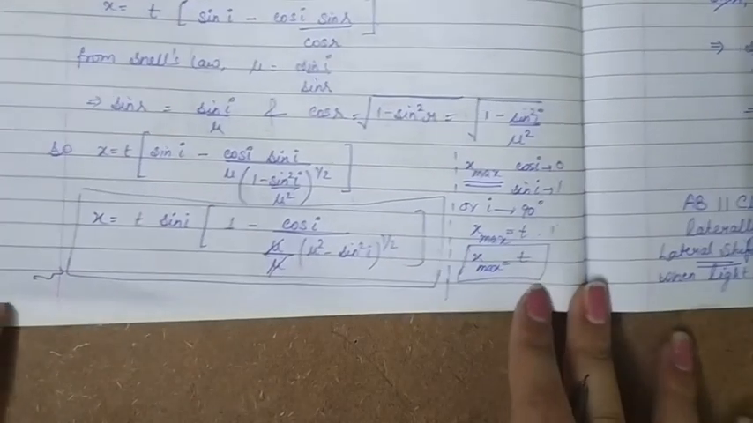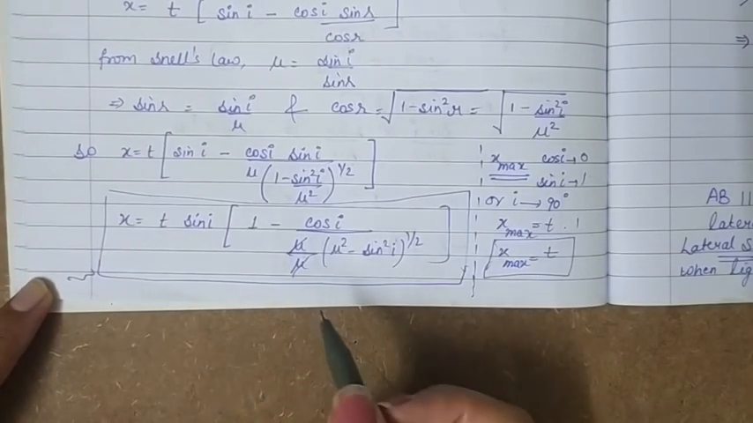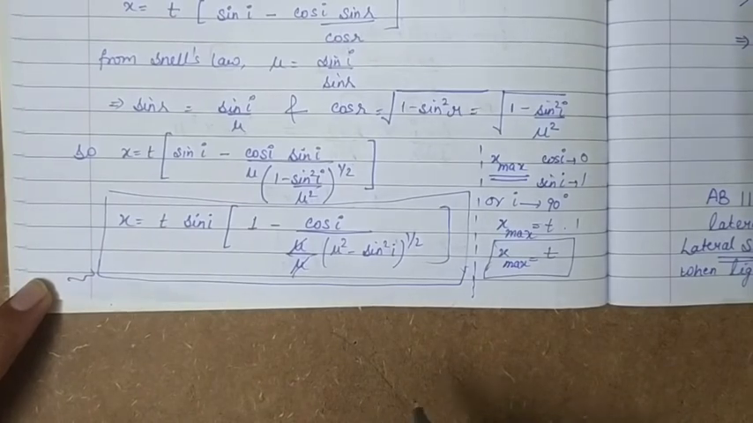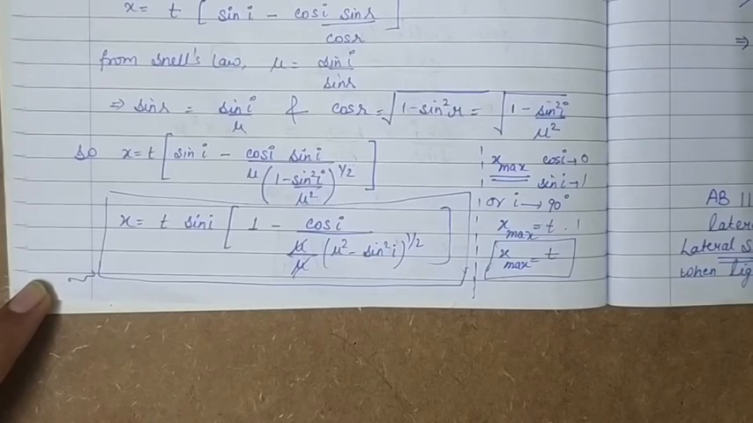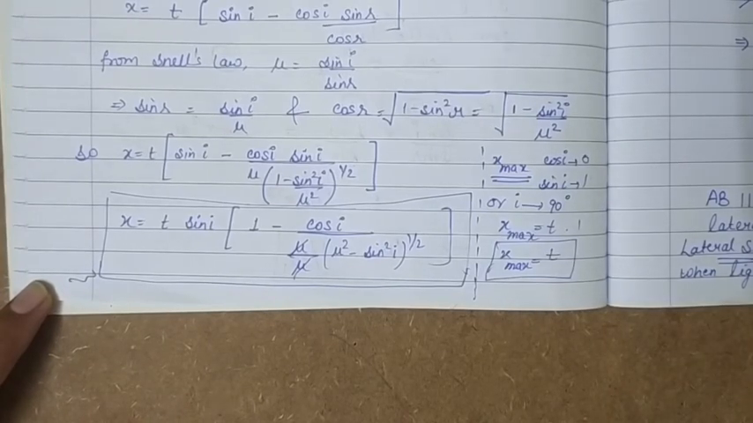So this was the required expression for lateral shift when light is refracting through a glass slab, and lateral shift is the perpendicular distance between the incident ray and emergent ray when light is incident obliquely on a refracting slab with parallel faces. It is a must that the glass slab should have parallel faces, only then this condition will be applicable. Okay, so this was the expression for lateral displacement.